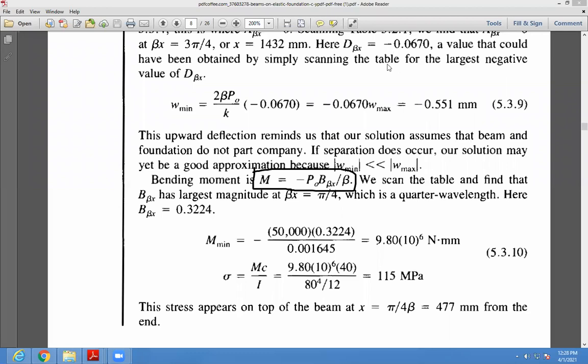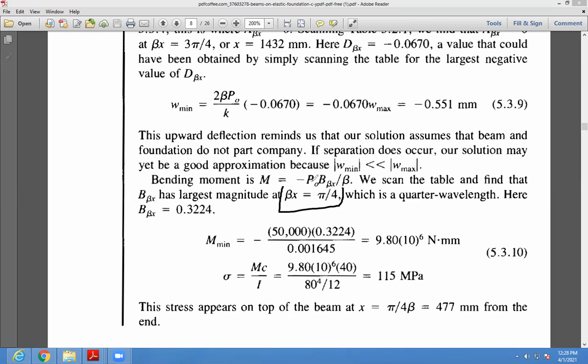Now we have to find out the maximum bending moment. For that, we require the maximum value of b beta x. So we have to consider the largest magnitude of b beta x.